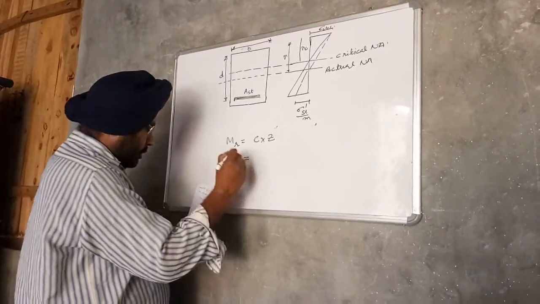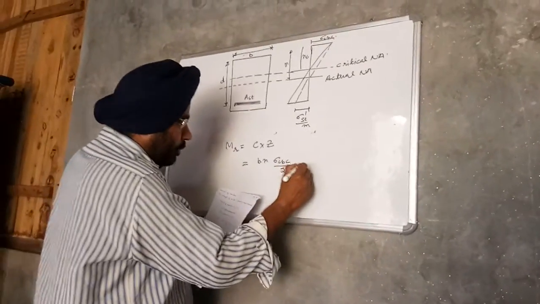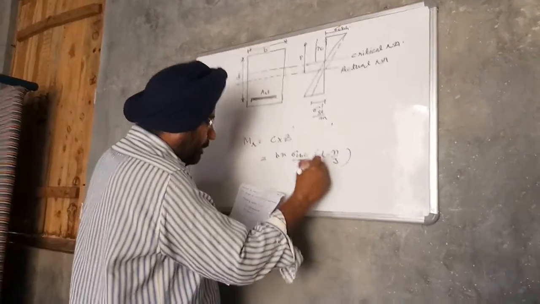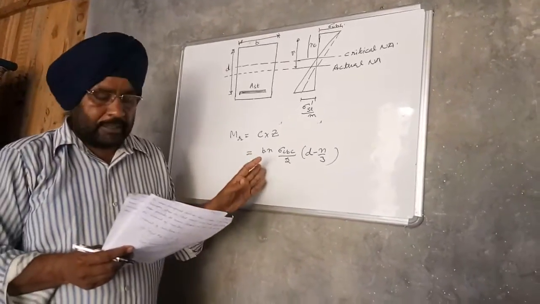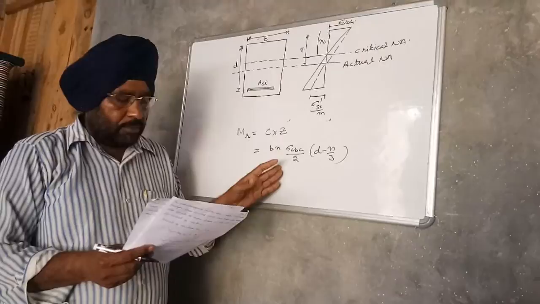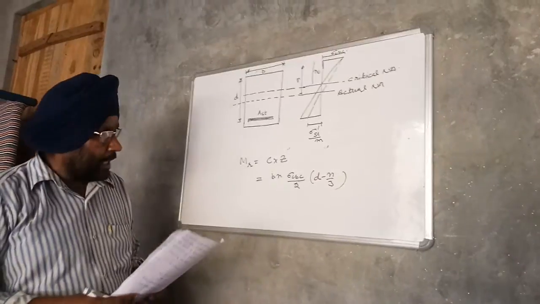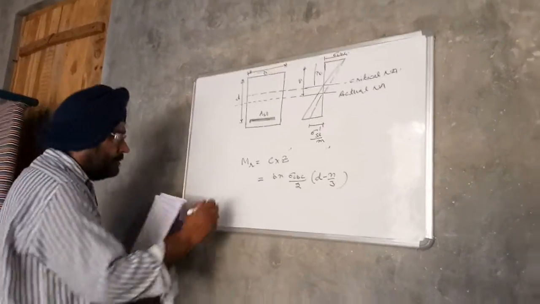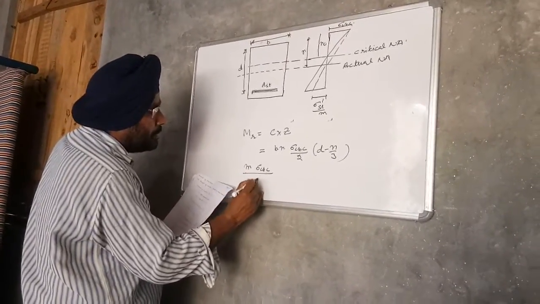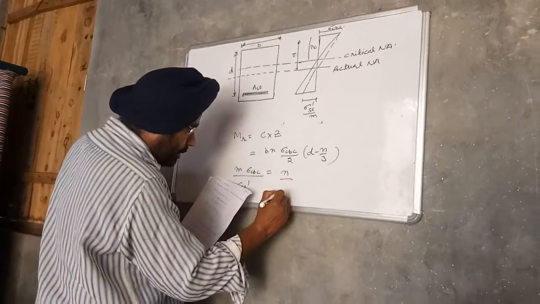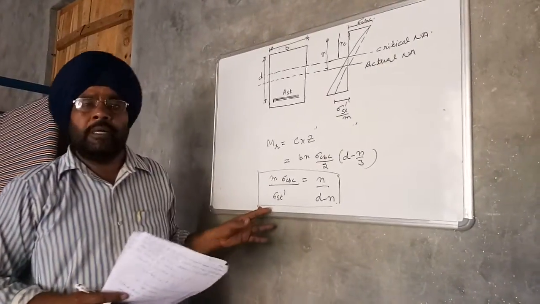So this is equal to b into N into sigma CBC by 2 into d minus N by 3. So from this equation, moment of resistance of the over reinforced section can be determined, where sigma CBC is the permissible compressive stress in concrete and sigma ST dash is the actual stress in steel. So actual stress in steel can be determined from the equation m sigma CBC upon sigma ST dash is equal to N upon d minus N. So from this equation, actual stress developed in the steel can be determined. Thank you.